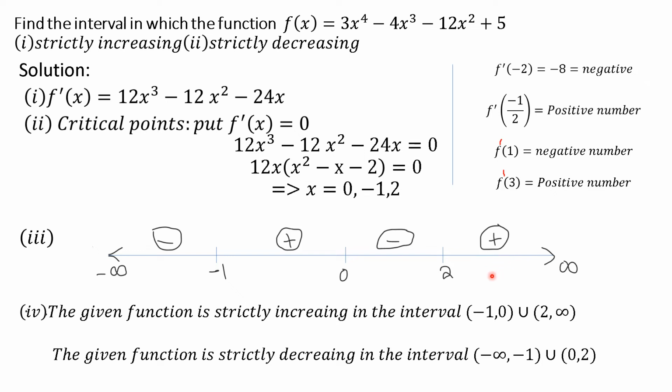Okay, now write down the conclusion. The given function is strictly increasing in these two intervals, minus 1 to 0 and 2 to infinity. The given function is strictly increasing here, minus 1 to 0 union 2 to infinity. The given function is strictly decreasing in the intervals minus infinity to minus 1 and 0 to 2.